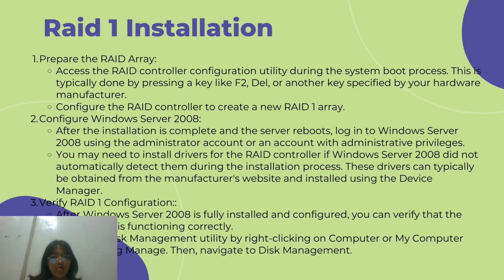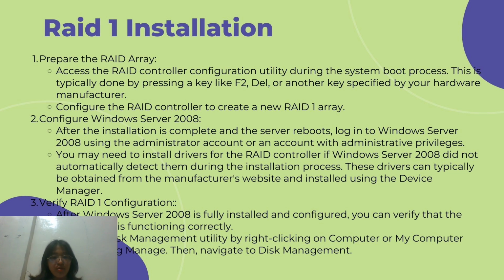How to install it on our PC? First is to prepare the RAID array. Same process as the first one. Susundin lang natin siya. Of course, access the RAID controller config utility during the system boot process. This is typically done by pressing a key like F2, Delete, or another key specified by your hardware. Next is to select the drives you want to include in the RAID 1 array and configure them appropriately.